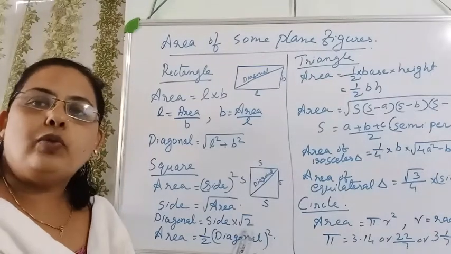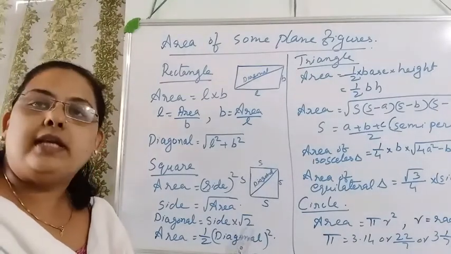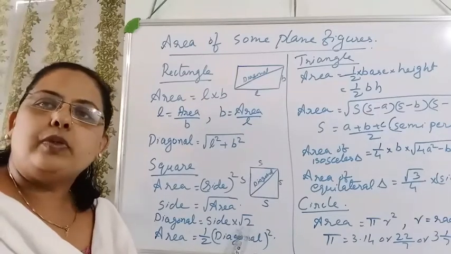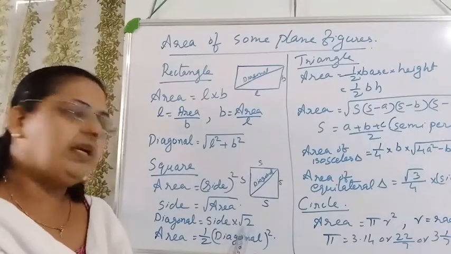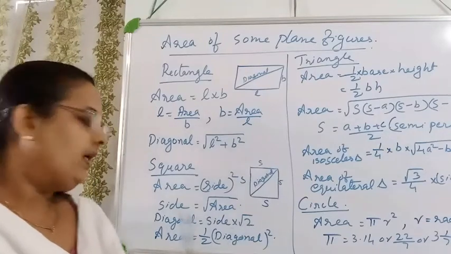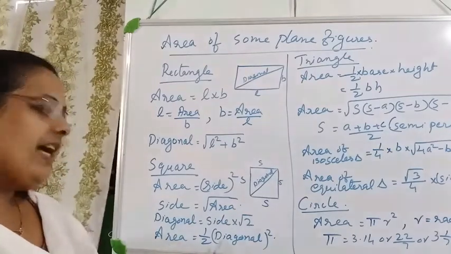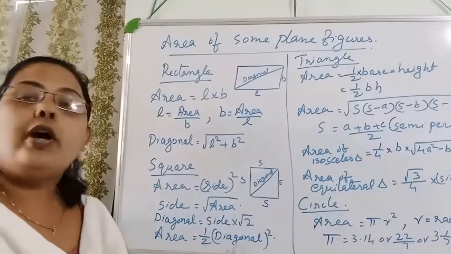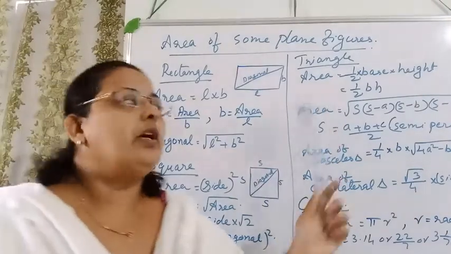Sometimes the value of root 2 will be given to you, so you can write that and multiply it, or simply you just put that root 2 there. So side multiplied by root 2, it's okay. Now area, if diagonal is given, how you will find the area is equal to half of the square of the diagonal. Now we'll go for triangle.